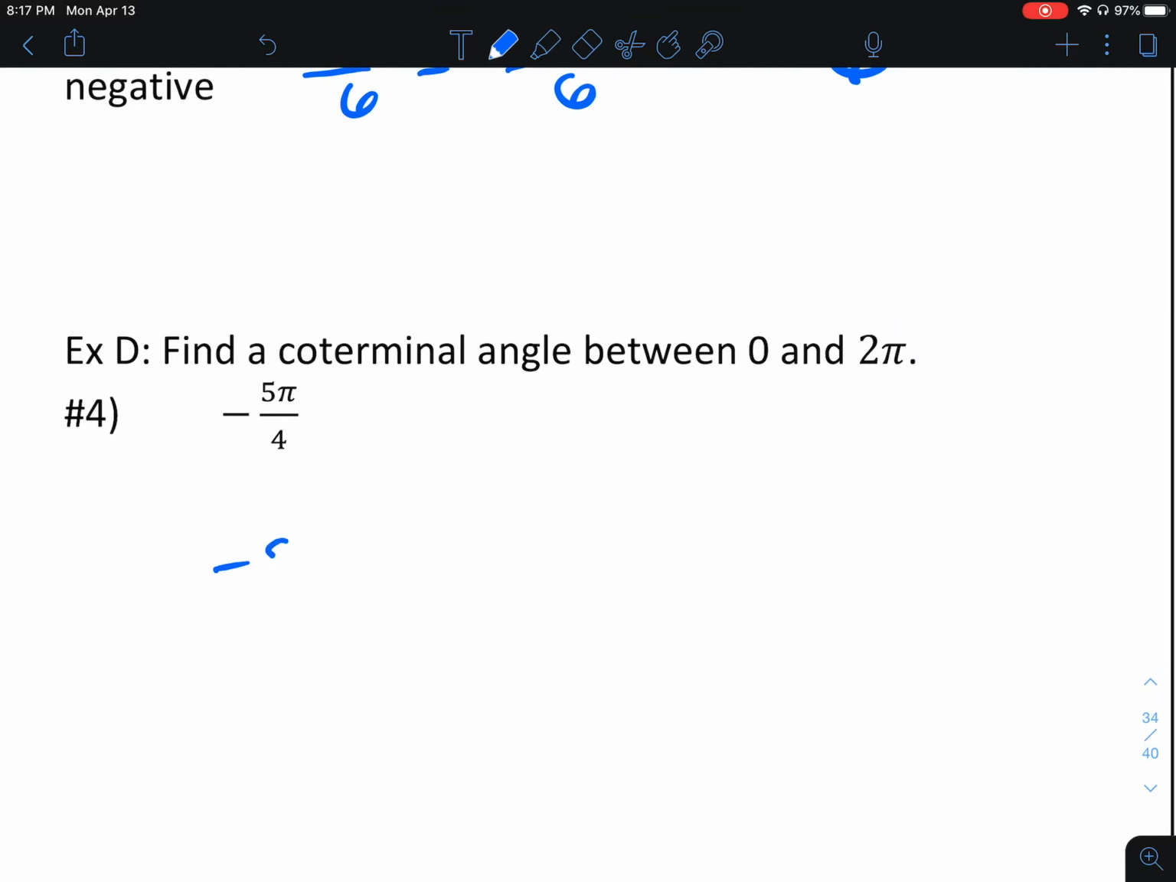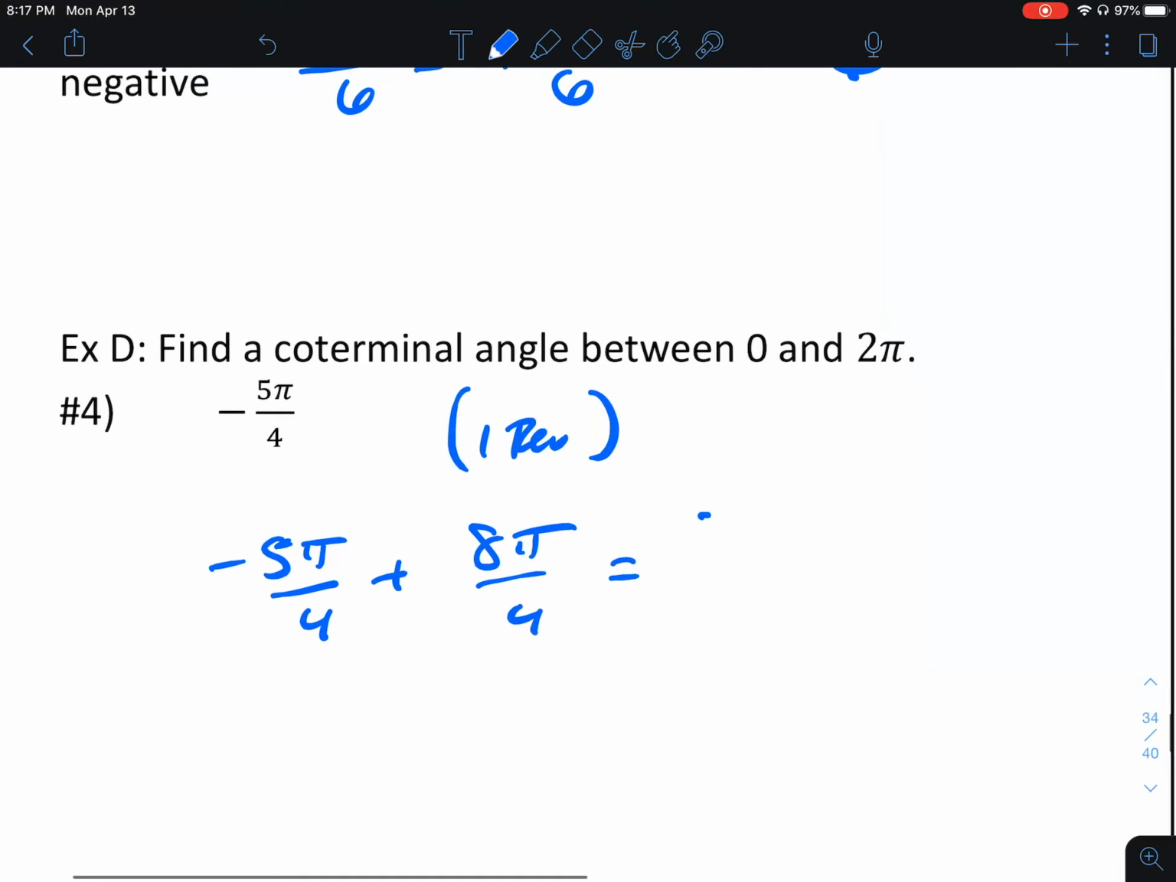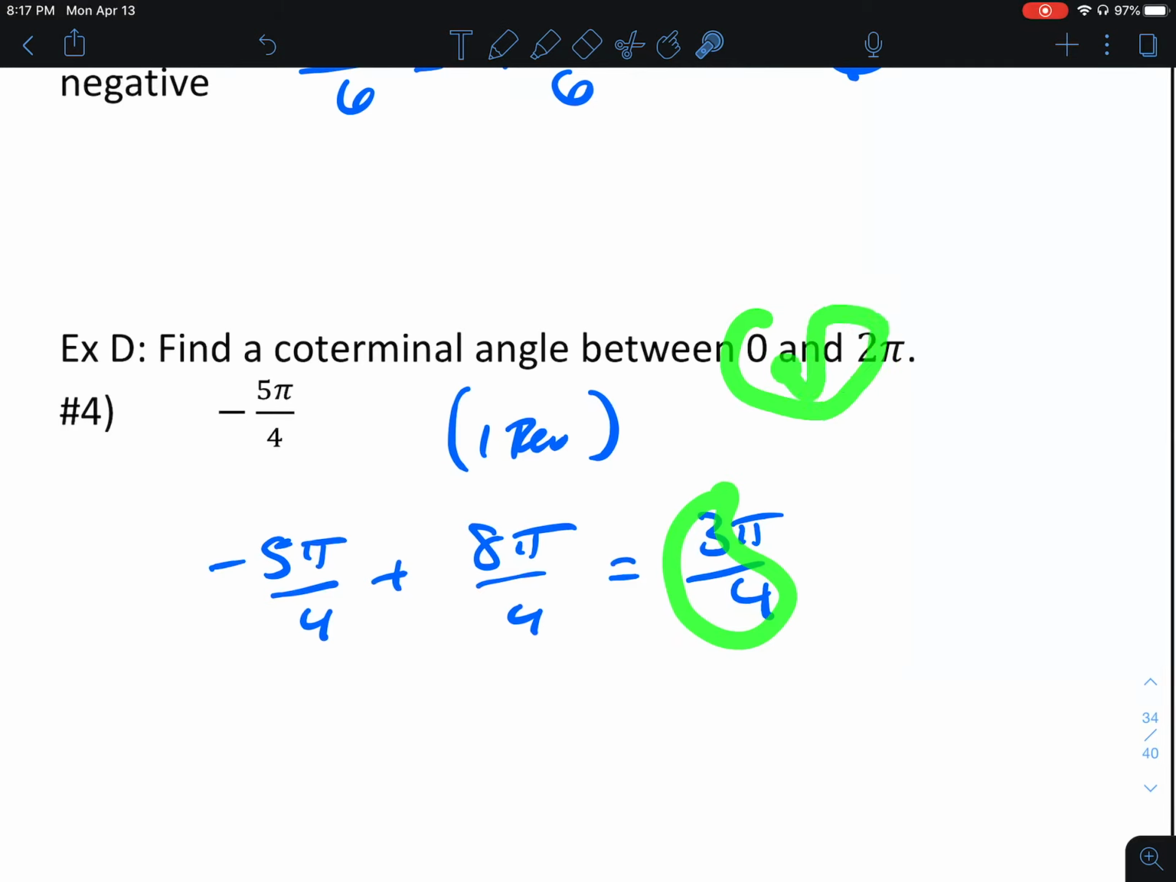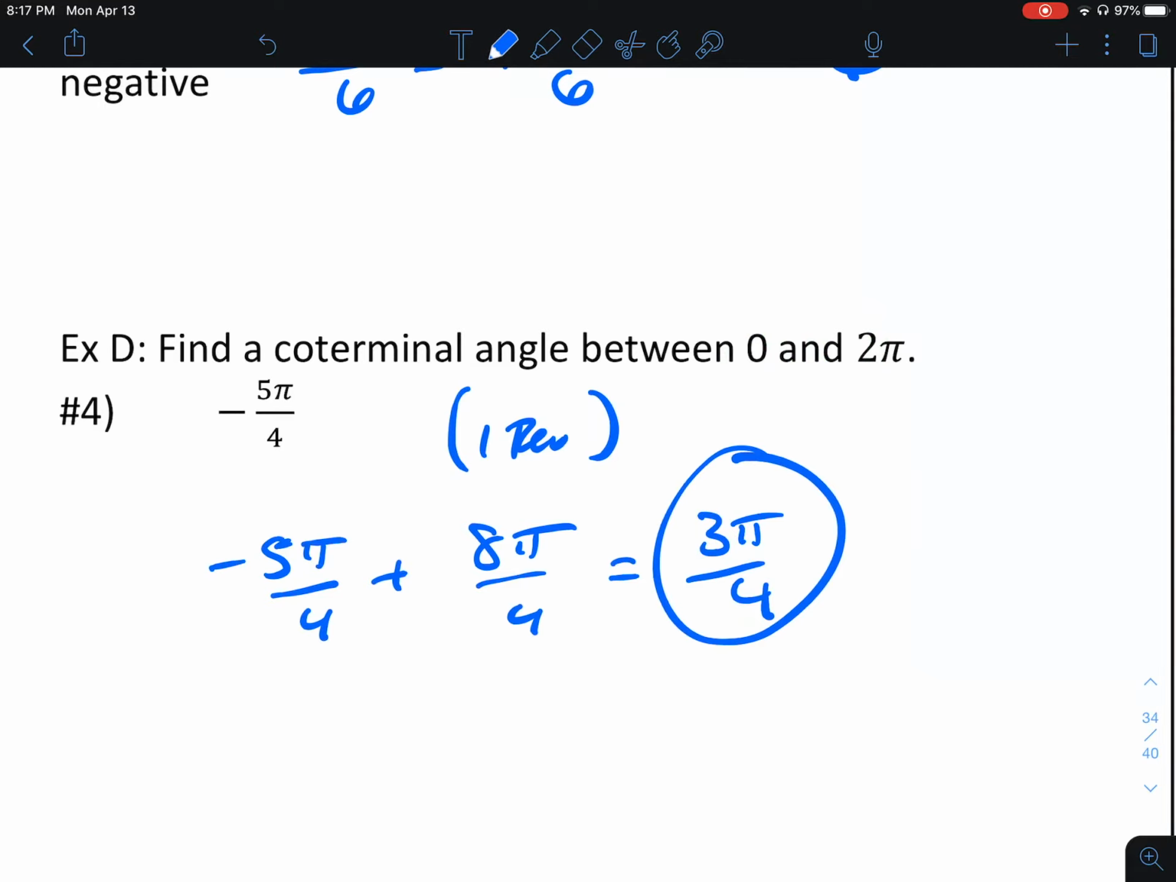Well, if I take the angle I'm given, which is clearly negative, and add 1 revolution to this, so what makes radians difficult is this is still 2 pi, 8 pi over 6, 8 pi over 4. It just doesn't appear to be that way. Because when you add fractions, you need common denominators. If I add these together, I get 3 pi over 4. Is 3/4 between 0 and 2? Yes. Therefore, this is the angle that we are looking for.